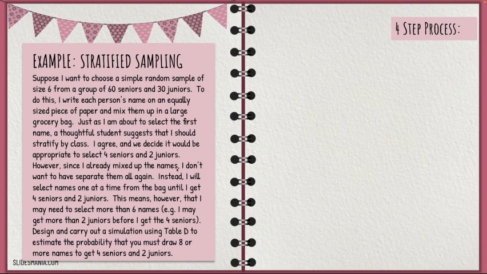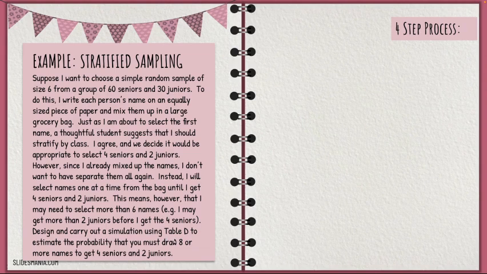However, since I already mixed up the names, I don't want to separate them all again. Instead, I will select names one at a time from the bag until I get 4 seniors and 2 juniors. This means, however, that I may need to select more than 6 names, i.e., I may get 2 juniors before I get 4 seniors. So design and carry out a simulation using Table D.